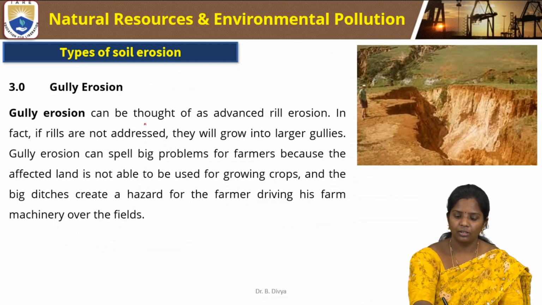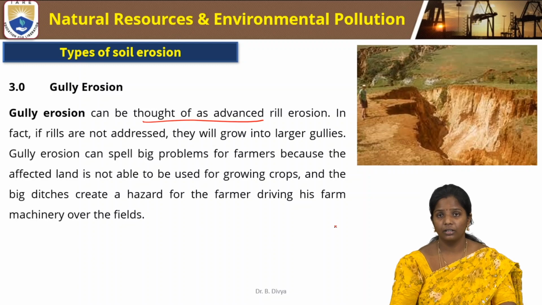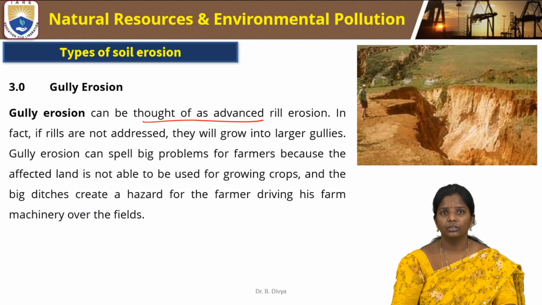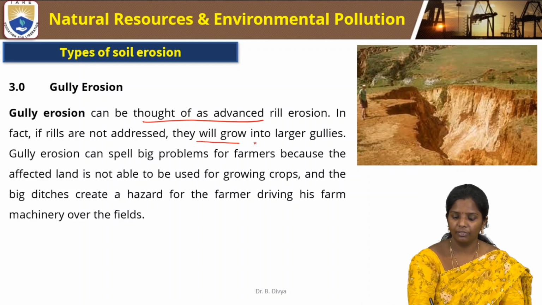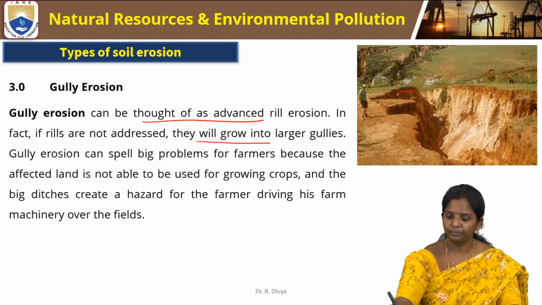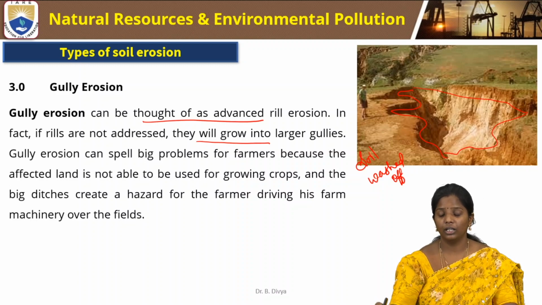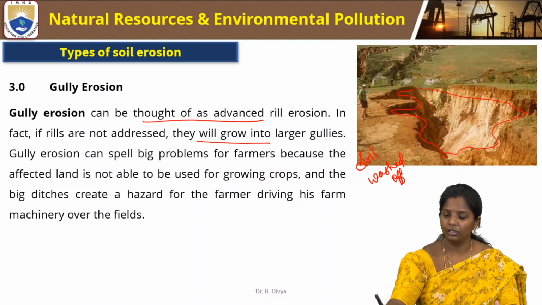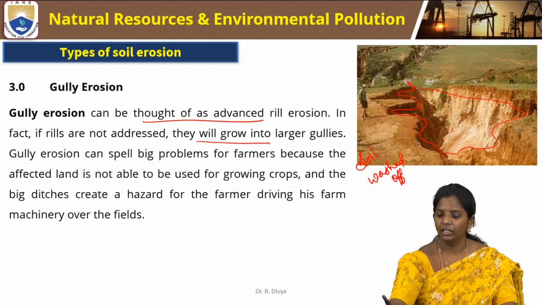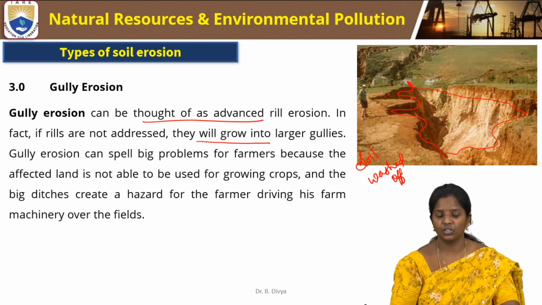Gully erosion can be thought of as an advanced rill erosion, where a bigger channel forms because of a lot of water. These will grow into larger gullies. A large amount of soil is washed off. You can imagine how much pressure is put on this soil so that a deeper channel is forming. That is why there is also an effect of floods on these land resources.